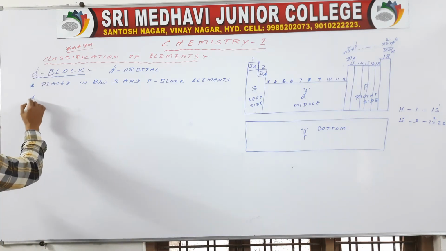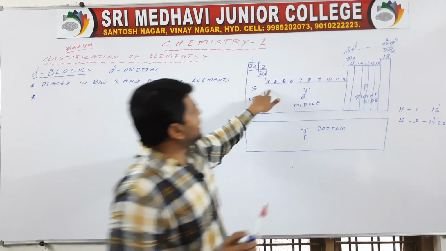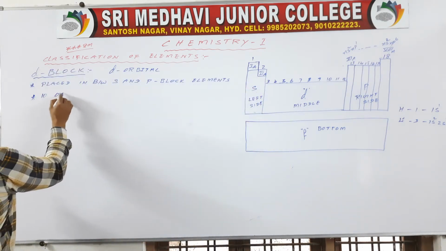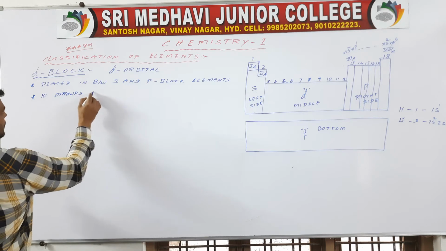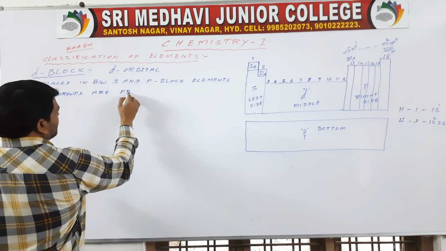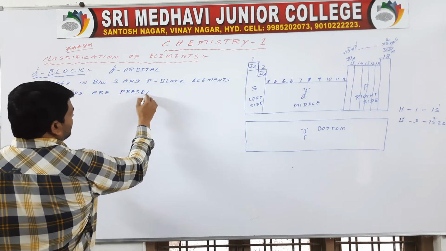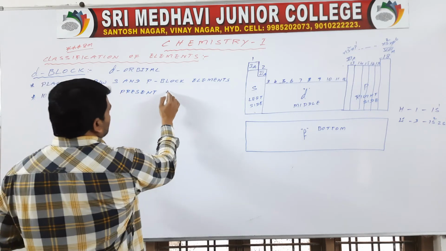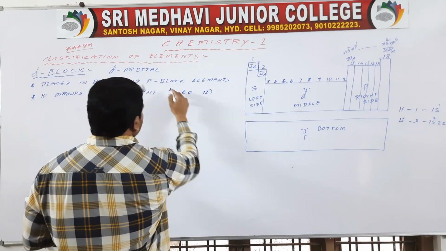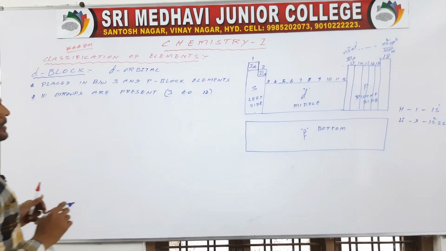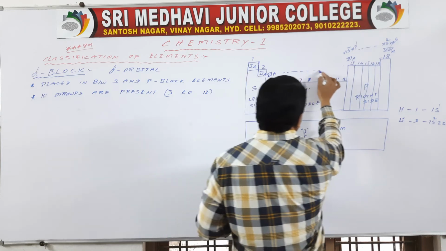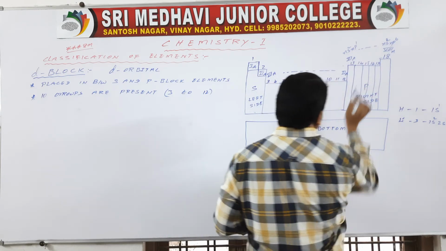Okay, how many groups are present? 3 to 12 means 10 groups are present. 10 groups are present from 3 to 12. So this is third A and so on, it is second A.